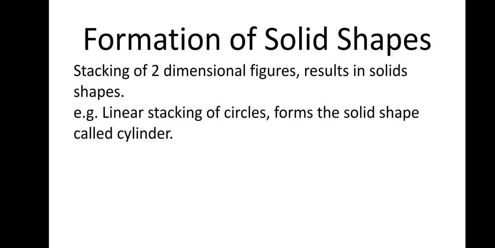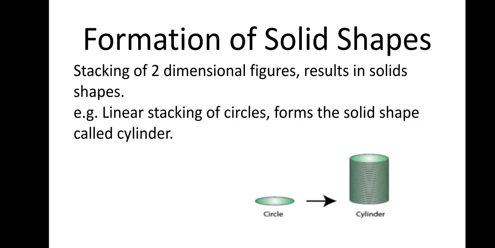Now, how are these solid shapes formed? As I told you earlier, three-dimensional figures or shapes are called solid shapes, and they have three dimensions, that is length, breadth and height. And how can they be formed? Stacking of two-dimensional figures results in solid shapes. For example, linear stacking of circles forms the solid shape called a cylinder. Likewise, if you keep on stacking the circle in a linear manner, then you will be able to get a cylinder. Solids are three-dimensional shapes.